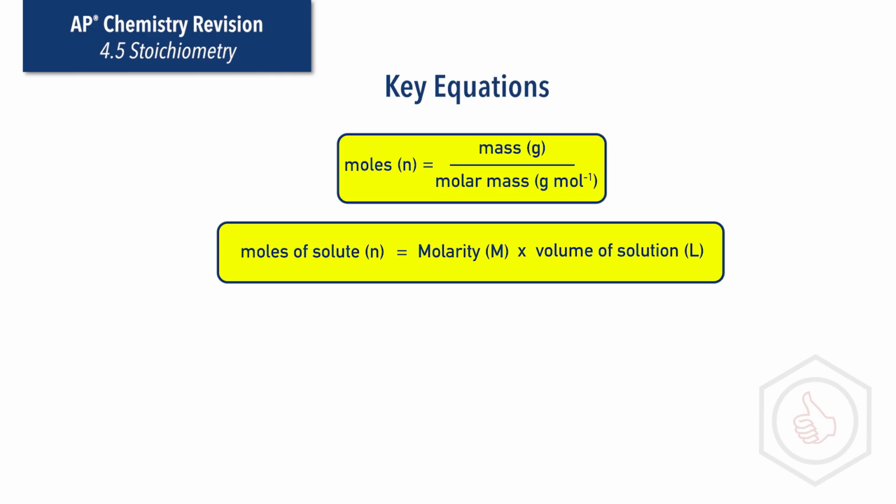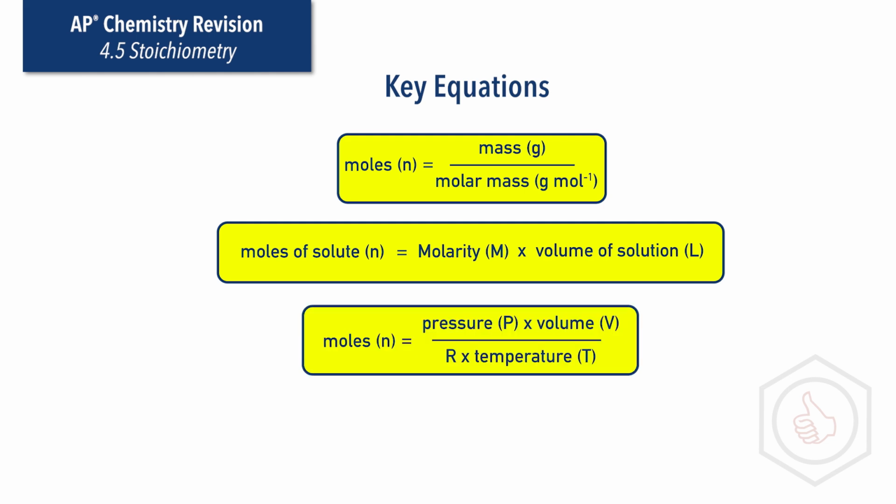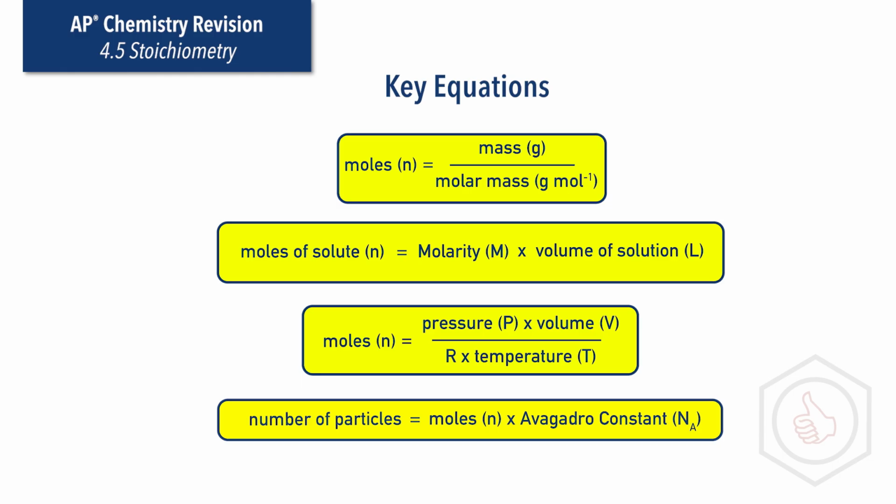So molarity is the number of moles in 1 litre of solution, and volume is the volume of the solution in litres. And n = PV/RT. This is for ideal gases, with n again being moles, P being pressure, V being volume, R being the universal gas constant, and T being temperature. And the number of particles, N, in a substance can be calculated by taking the moles of the substance times Avogadro's constant. It is really important you can use and rearrange these equations as required.